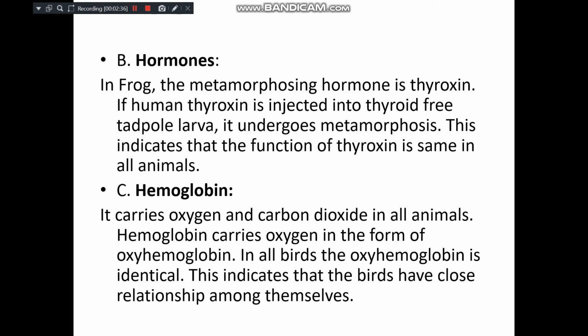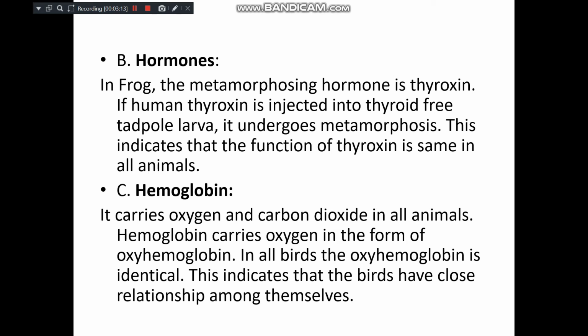Even if you take the hormones, frog metamorphosis, that is from tadpole to adult frog, occurs under the hormone thyroxine. Even if you extract human thyroxine and inject it into a thyroid-free tadpole larva, it shows metamorphosis. This shows that the thyroxine hormone is the same in all organisms. Even the hemoglobin, the one which carries oxygen and brings carbon dioxide, in all animals.